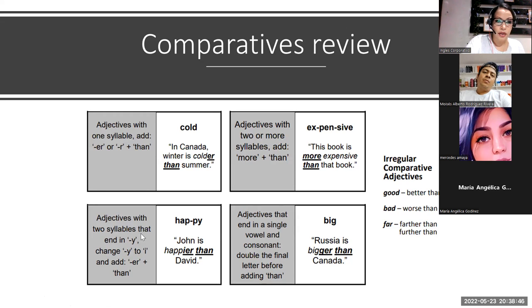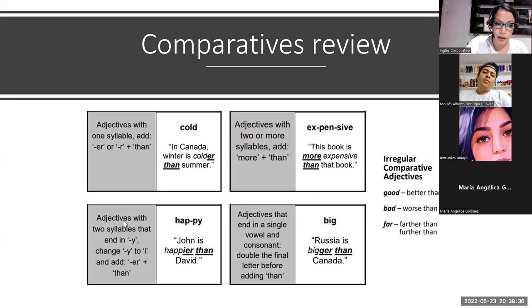Then we have adjectives with two syllables that end in Y. We change the Y to I and add ER and then the word than. For example, happy: John is happier. We change the Y to I, adding ER and then the word than, and then the other part of the sentence. And adjectives that end in a single vowel and consonant, we double the letter before adding ER, okay? For example, big: Russia is bigger than Canada, and we are doubling the last consonant, which is G in this case, ER, and then the word than, and the complement of the sentence.